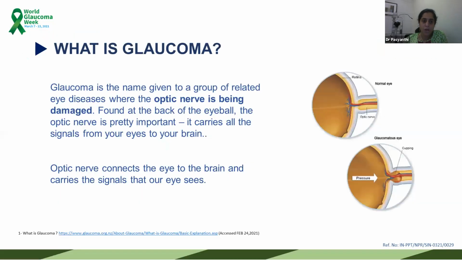So to understand what glaucoma is, it's a group of eye diseases where the optic nerve is damaged. So what is this optic nerve? This is the nerve of the eye which connects the eye to the brain. It conducts the signals from the eye to the brain. This nerve, the optic nerve, is getting damaged in glaucoma.